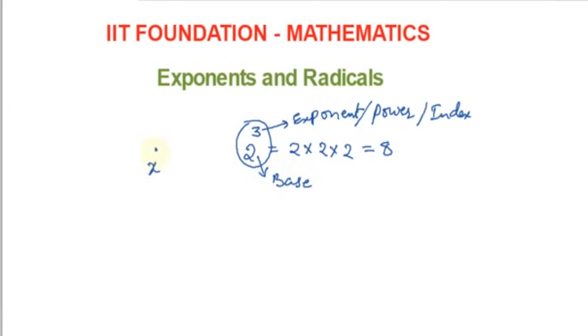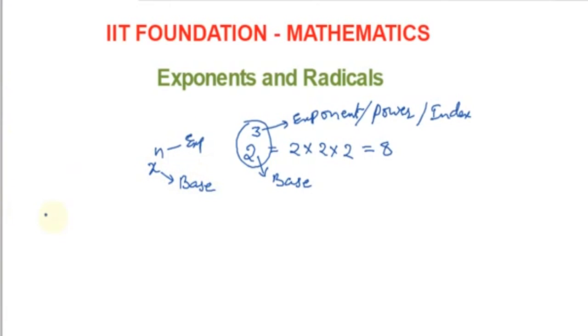If we write x to the power n, then n is the power, or we can call it the exponent or index. Now x is the base, so based on the power only we can identify the base.